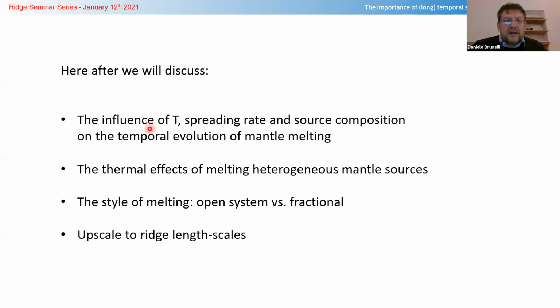So we'll have a look at the influence of the main controlling parameters, temperature, spreading rate, and so-called source composition, on the temporal evolution of the mantle melting. We will check the thermal effects of melting of heterogeneous mantle sources, and say some words on the style of melting, open versus fractional melting through time. And then we will try to see if there is a possibility to upscale to the ridge landscape.